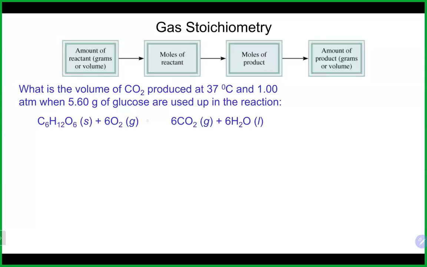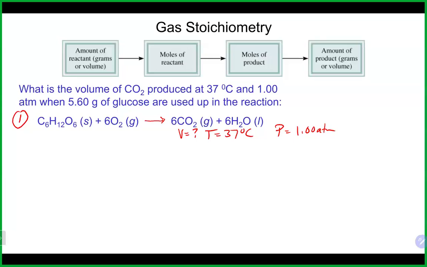So again, just to show you the steps here, we would follow the same normal steps. We would take our equation that's balanced, so we're good. In this case, we are looking to produce what volume of the CO2 gas. We know that the gas is at a temperature of 37 degrees Celsius. We also know it's at a pressure of 1 atmosphere. So we have all that gas information.